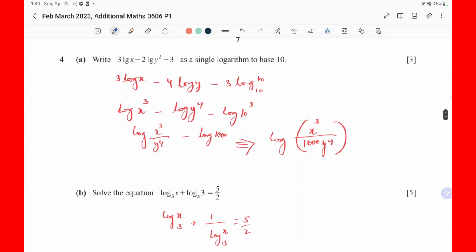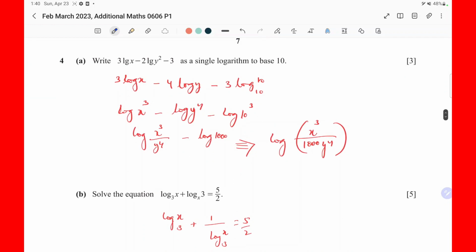That is question number 4. That says write 3 log x minus 2 log y square minus 3 as a single logarithm to base 10.